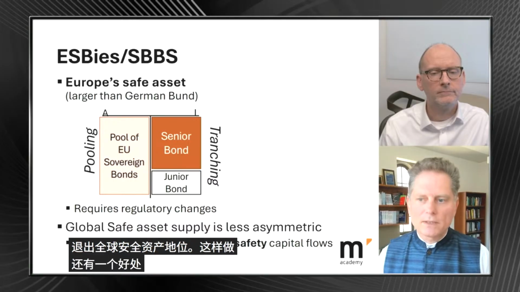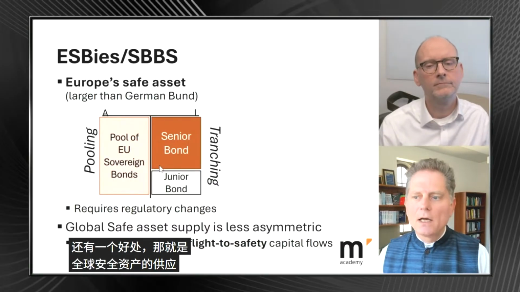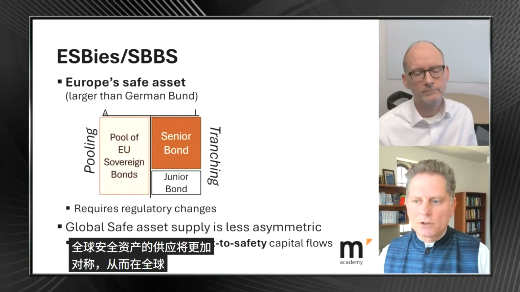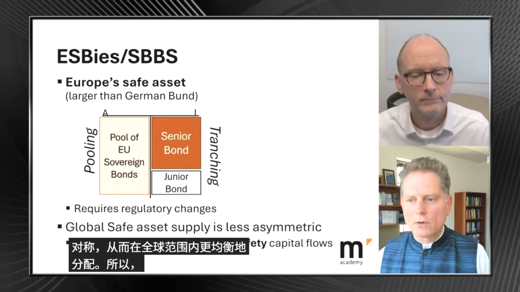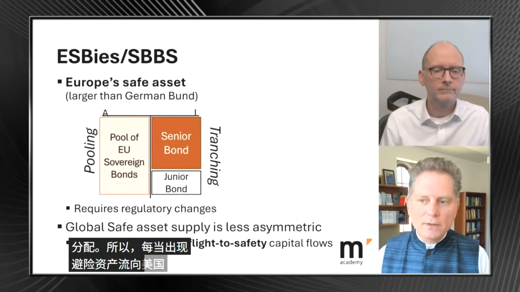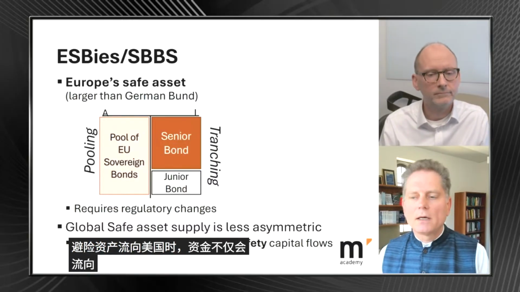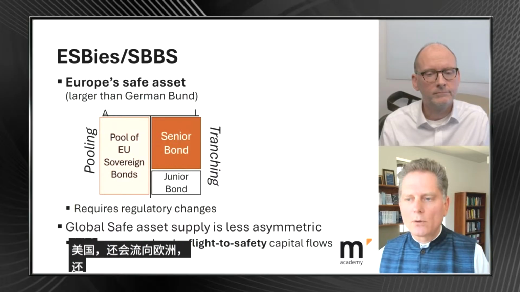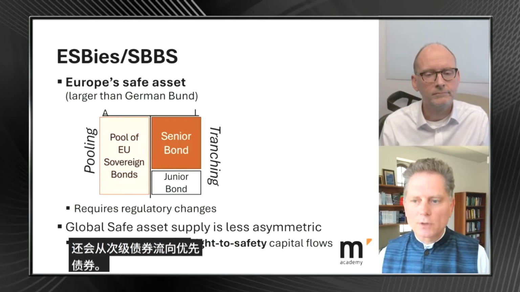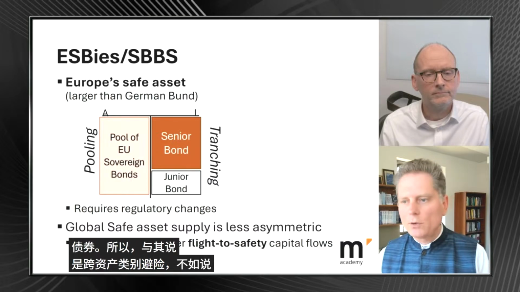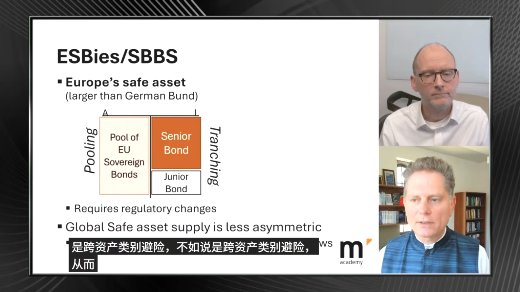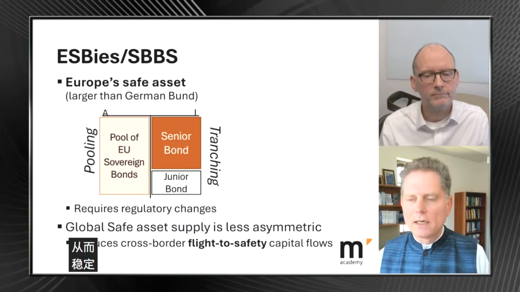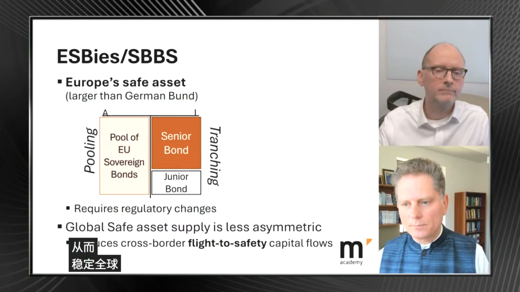And it also would have the advantage that the global safe asset supply would be less asymmetric, so it would be more equally spread across the globe. So whenever there's flight to safety, it would not only be towards the United States, it would also be towards Europe, and also from the junior bond to the senior bond. So rather than having cross-border flight to safety, you have a cross-asset classes flight to safety, which then stabilizes the global economy.